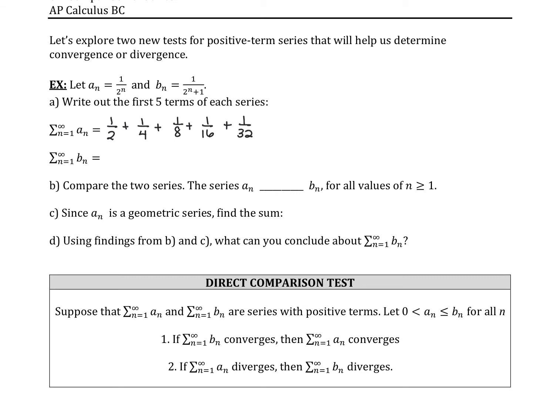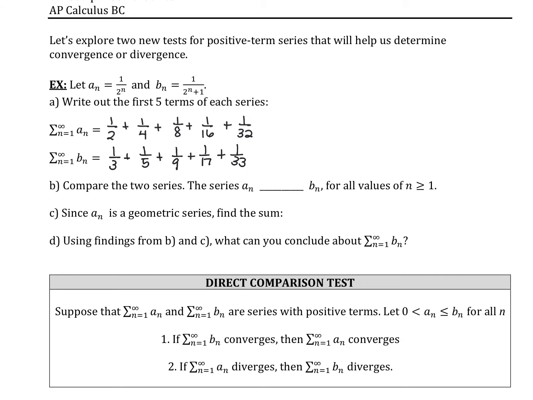Okay, and we know if we went more terms, we would just keep going in that same pattern, but it only asks for 5. So let's do that again with b sub n. Again, starting with n equals 1. So this time, we'd have 1 over 2 plus 1. So we'd have 1 over 3. And then we'd get 1 over 4 plus 1, so 1 over 5, plus 1/9, plus 1/17, plus 1/33.